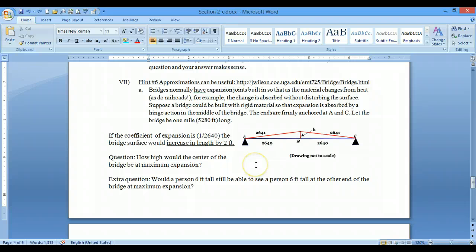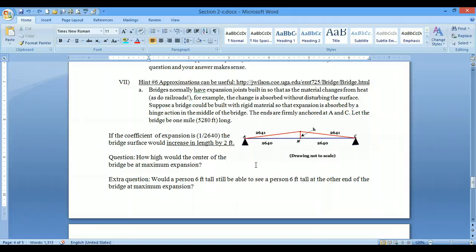Bridges normally have expansion joints built in so that as the materials change from the heat, it can be absorbed without disturbing the surface. Because when something heats up, like metal, it expands. They actually had big problems with this in railroads. You know the clickety-clack sound of a rail? That happens because they're cut into sections so that it can expand and contract according to the heat and the weather.